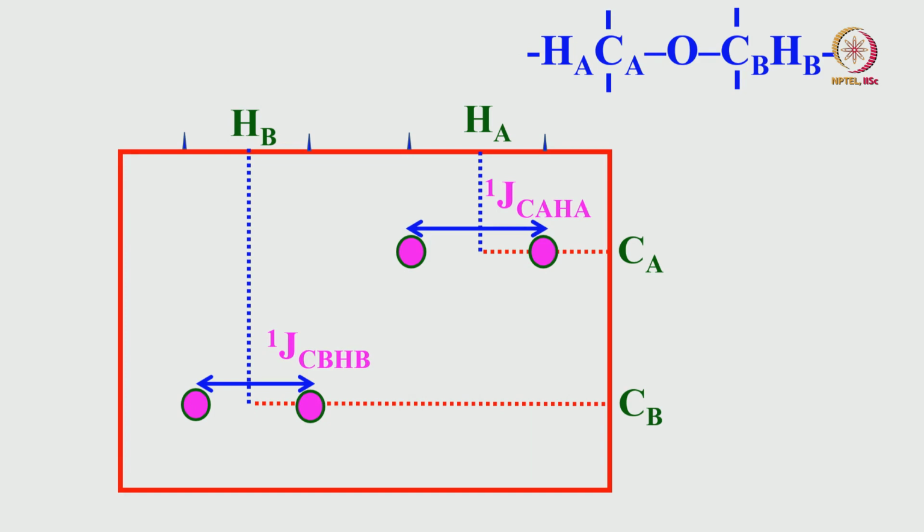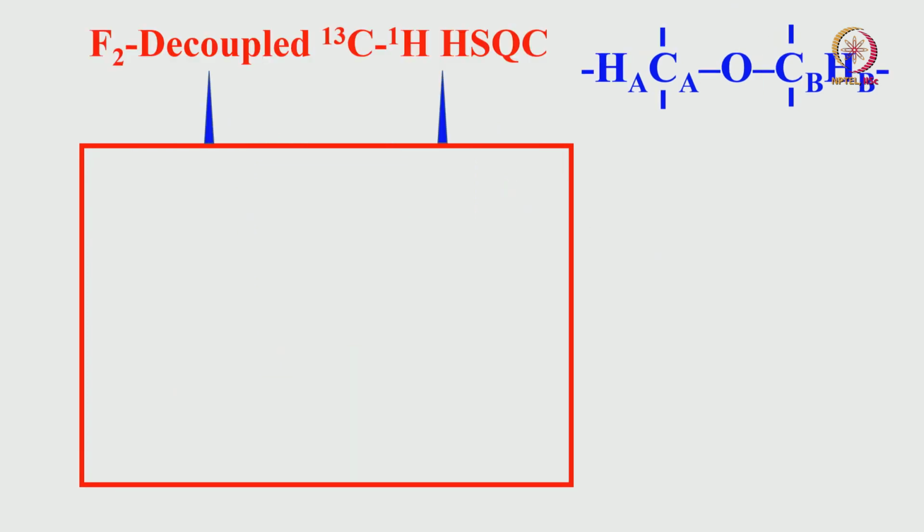In the F1 dimension, we are decoupling, that is okay. Only the F2 is coupled. Now F2 decoupled, we will see what happens. I am doing the decoupling. When I am doing the decoupling, remember I told you in the last class, we are breaking the coupling between carbon and proton in the F2 dimension. That means the satellites will disappear. We will get only a single peak exactly at the center of the doublet we saw previously. So you get only one peak. This is the peak we are going to get.